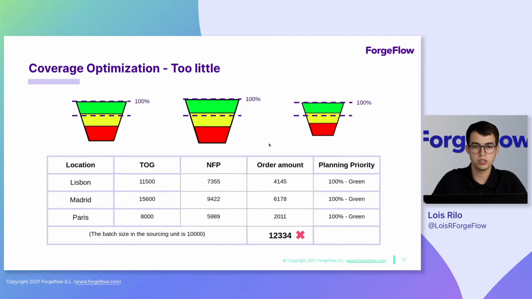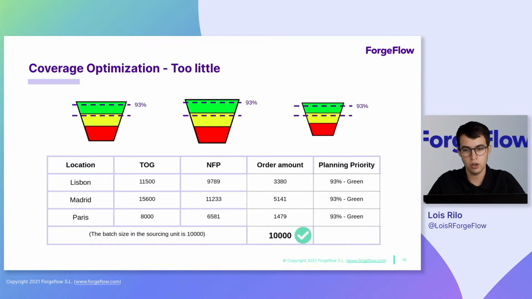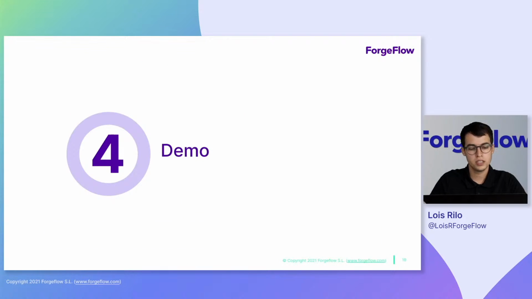The other possibility is that the sourcing unit quantity is too little. Imagine this situation: we have lower net flow positions and all the order amounts add up for something higher than 10,000. In this case, we just do the same logic, but to something lower than 100%. So we don't get the full coverage in all the positions, but we have the same coverage in all of them. With this concept, let's go to a demo in Odoo.